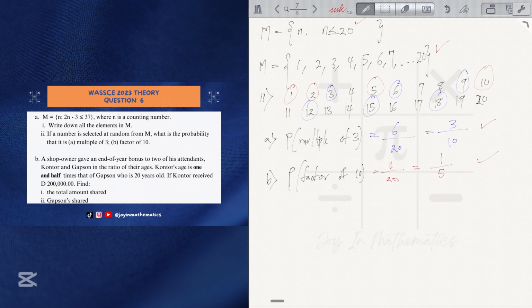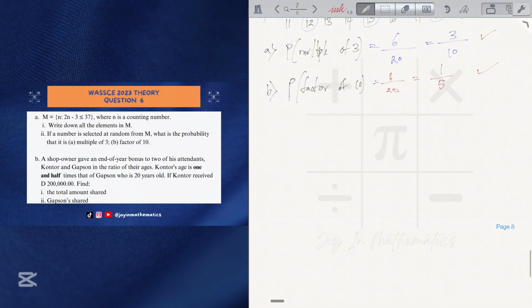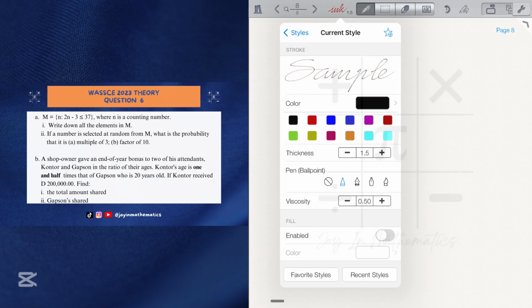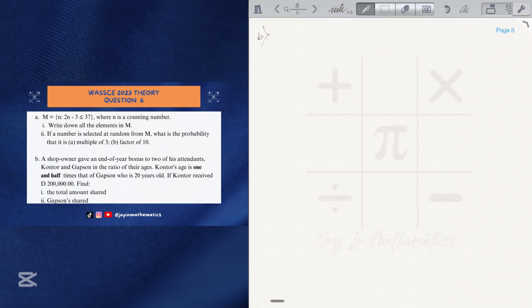Now let's move on to the next question, which is question B. Let's do that on the next page. The question says, a shop owner gave an end of the year bonus to 2 of his attendants, Nontour and Gapson, in the ratio of their ages. Nontour's age is 1.5 times that of Gapson, who is 20 years old. So we have Nontour, and then we also have Gapson.